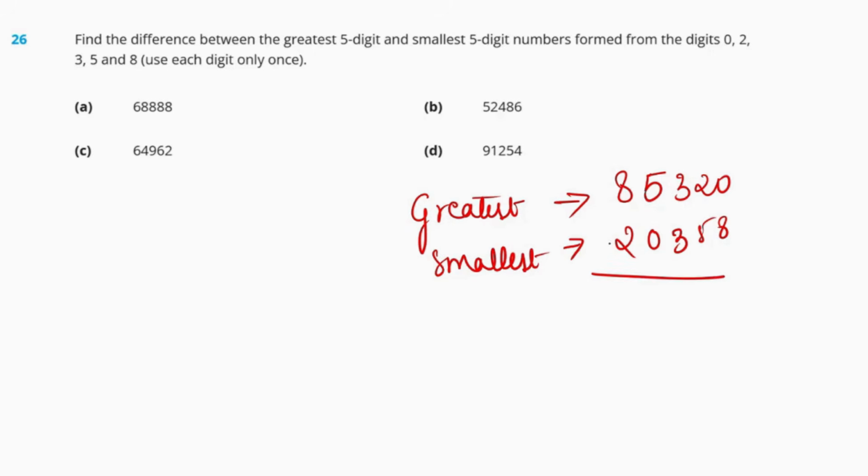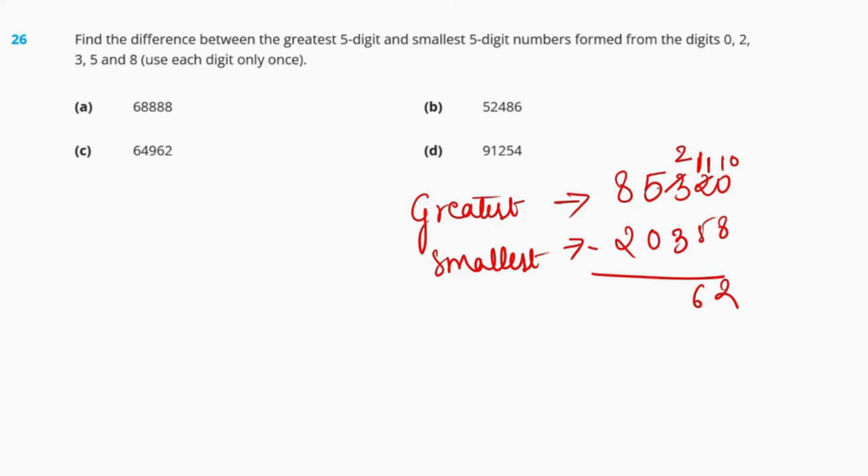Now, to find the difference, we have to do the subtraction. So if we try to subtract this, let's do it together. We have to take a borrow from here. So this will become 10. Now 10 minus 8 is 2. Now this is 11. We have to take a borrow from here. So this will become 1, like this will become 11. So 11 minus 5 is 6.